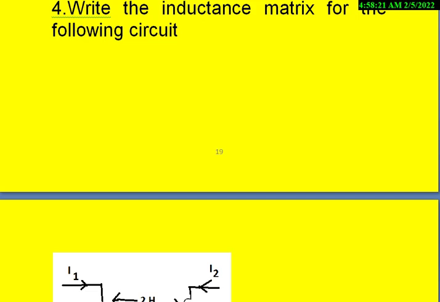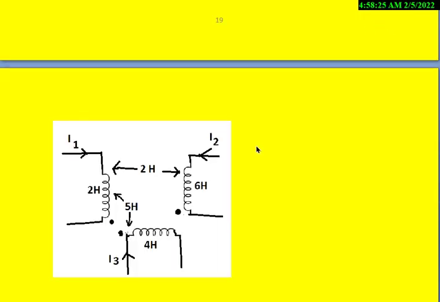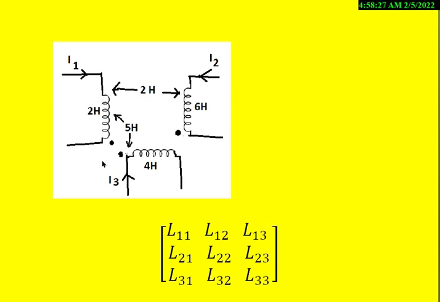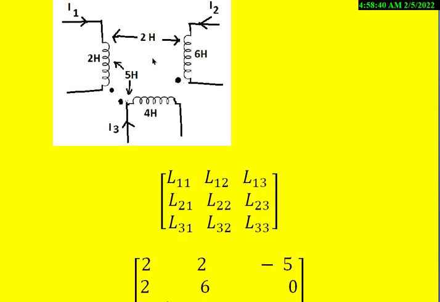So let me take another problem. Write the inductance matrix for the following circuit. So look at this here. In the first coil, current leaves the dot, whereas in the third coil, current enters the dot, whereas in the second coil, current leaves the dot. As usual, for these 3 coils we get a 3 by 3 matrix, that is L11, L12, L13, L21, L22, L23, L31, L32, L33.